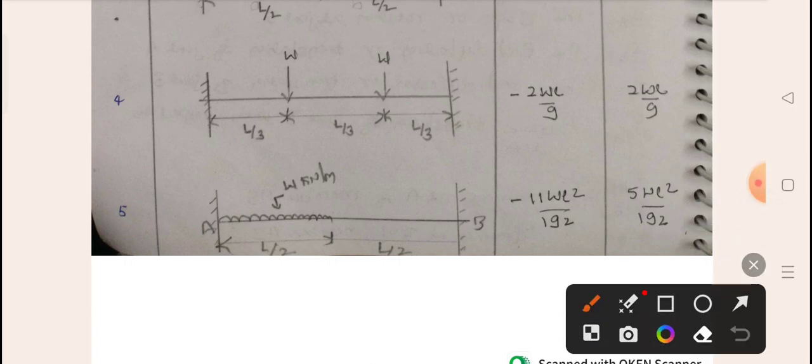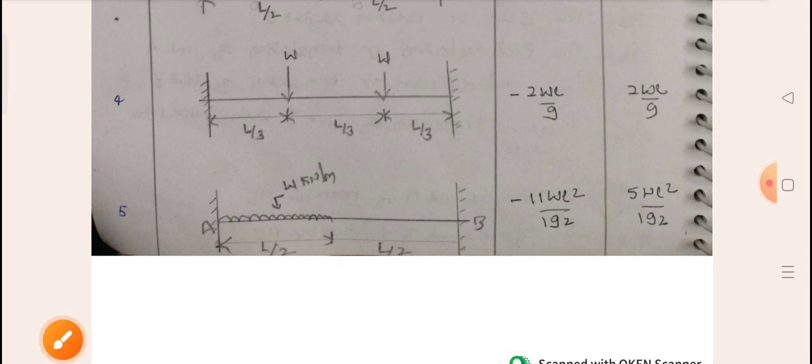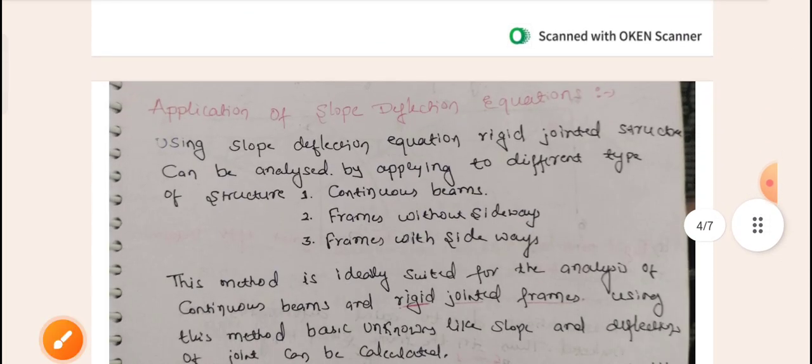Next, if a UDL is acting at half span, then for that the value is minus 11 W L square by 192, and for M F B A it will be plus 5 W L square by 192. Okay, this is the thing you are supposed to remember.